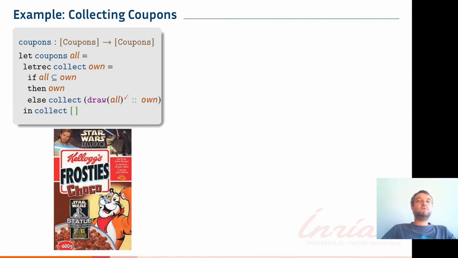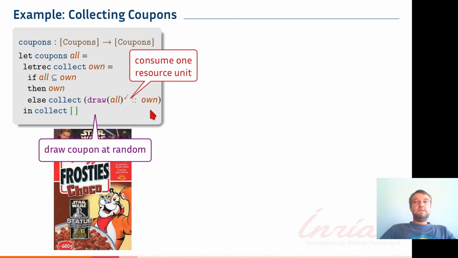This is an instance of the so-called coupon collector problem, which is modeled by this small probabilistic program drawn above. So this function coupons takes a list of all coupons that could, for instance, represent the action figures 1 to 6, and then simply iterates by collecting new coupons, drawing uniformly at random a new coupon from the list of all coupons and adding it to the collection that we already own.